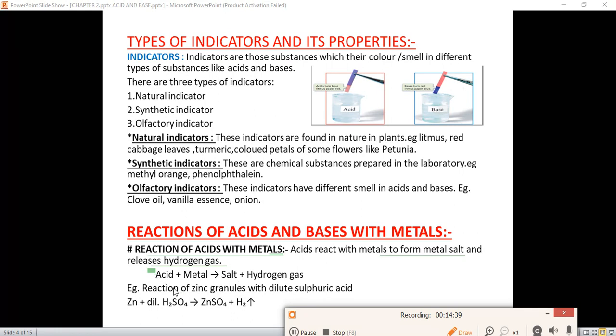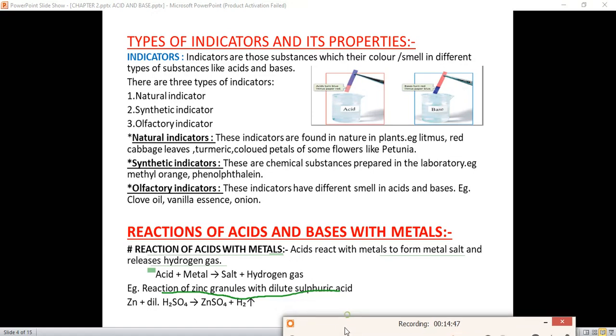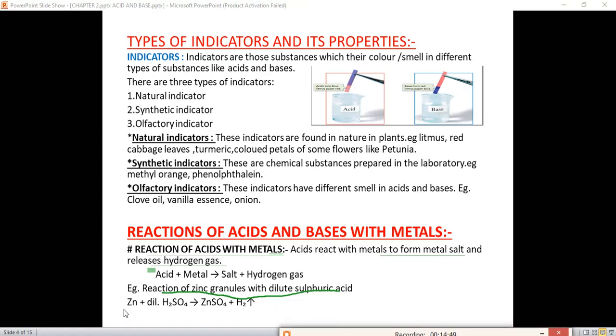Now we'll see with one example. Reaction of zinc granules with sulfuric acid. What is the symbol of zinc? Zn. It will react with sulfuric acid, that is H2SO4. What will happen? The bond between hydrogen and sulfate will break down. Zinc will combine with sulfate ion SO4 and form ZnSO4, and hydrogen gas will be released in the reaction.